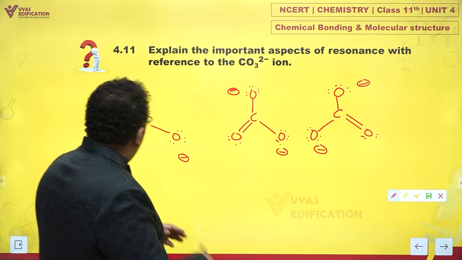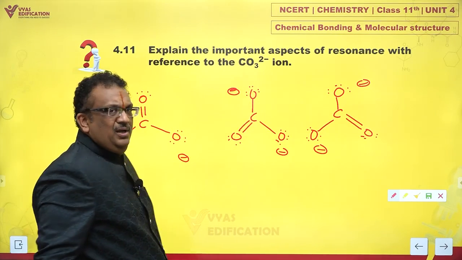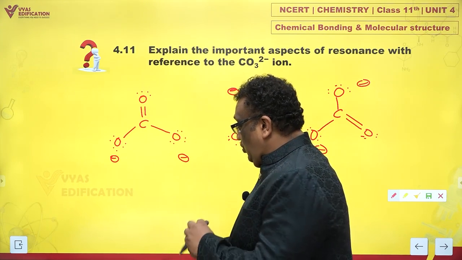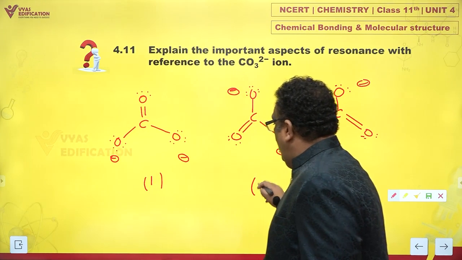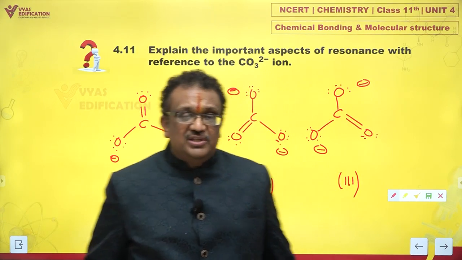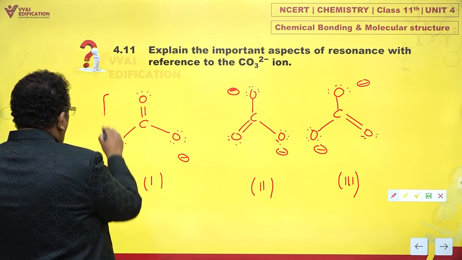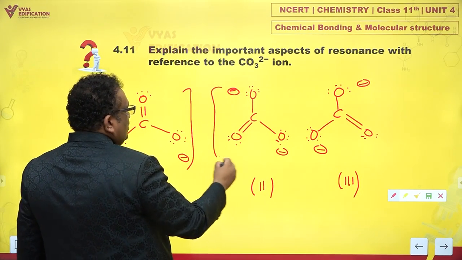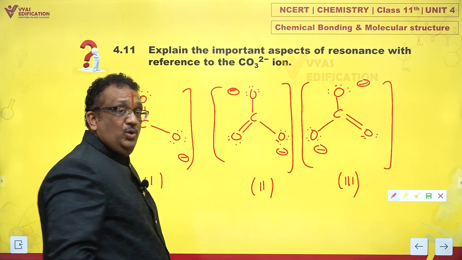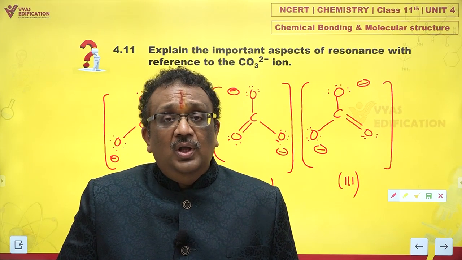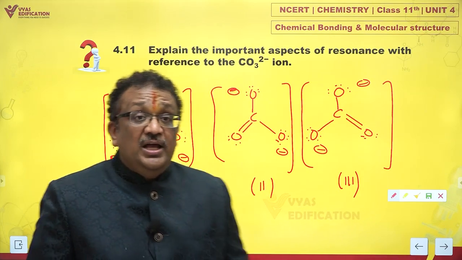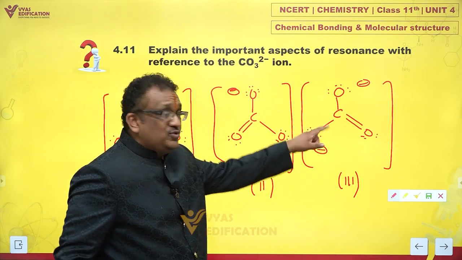You might feel that, okay, if I just rotate this, I'll get this. Rotation is not the problem. The problem is, if you take 1 or 2 or 3 and assume that rotation is not allowed, the atoms are fixed in space. If you take each of these Lewis structures, do they represent the actual carbonate ion? The answer is no. Why? Because the actual carbonate ion does not contain double and single bonds. It does not contain 2 different types of bonds.